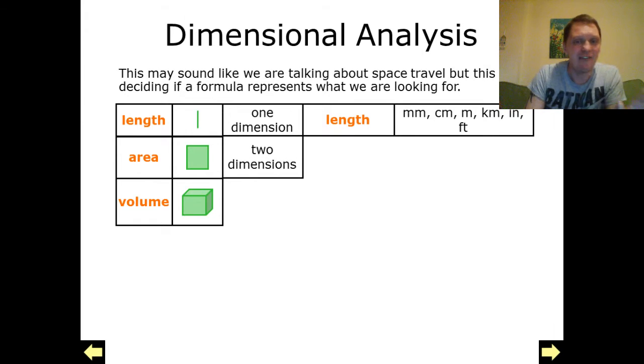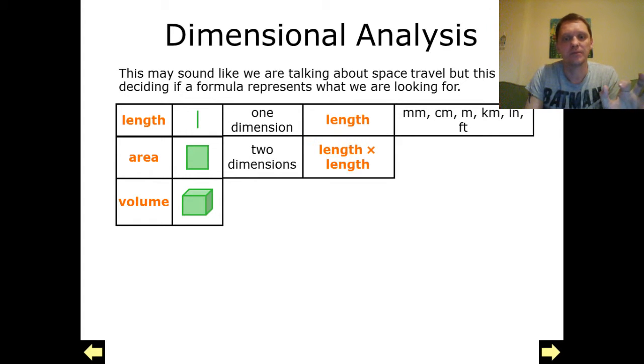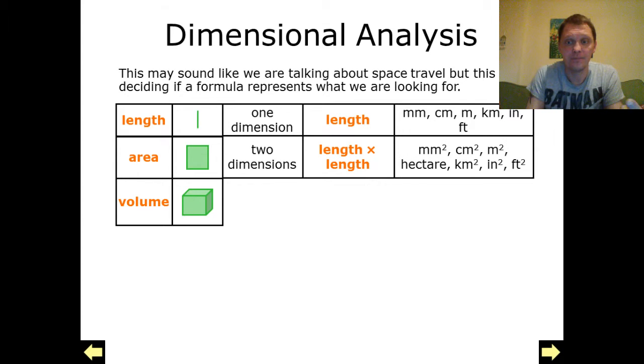When we're talking about area, we're talking about two dimensions. So we're talking about maybe a length times a length. And as you're probably well aware of, millimeters squared, centimeters squared, meters squared, hectares, kilometers squared, inches squared, feet squared.